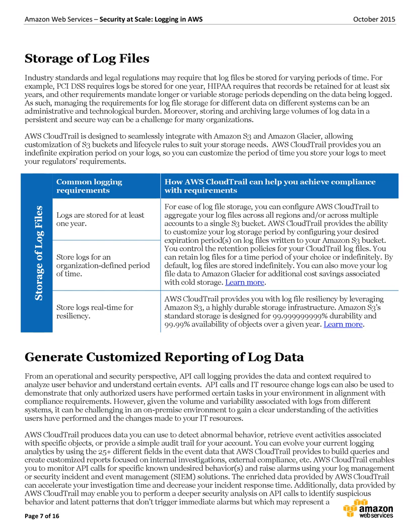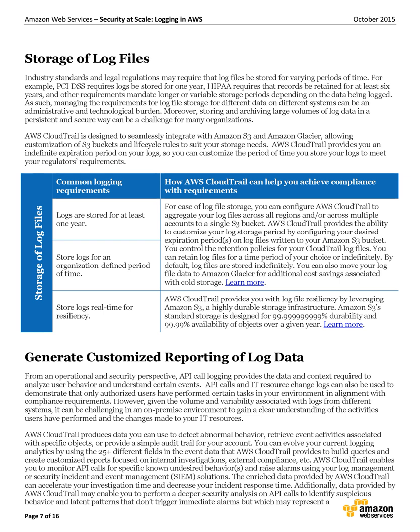AWS CloudTrail produces data you can use to detect abnormal behavior, retrieve event activities associated with specific objects, or provide a simple audit trail for your account. You can evolve your current logging analytics by using the 25+ different fields in the event data that AWS CloudTrail provides to build queries and create customized reports focused on internal investigations, external compliance, etc. AWS CloudTrail enables you to monitor API calls for specific known undesired behaviors and raise alarms using your log management or security incident and event management (SIEM) solutions.